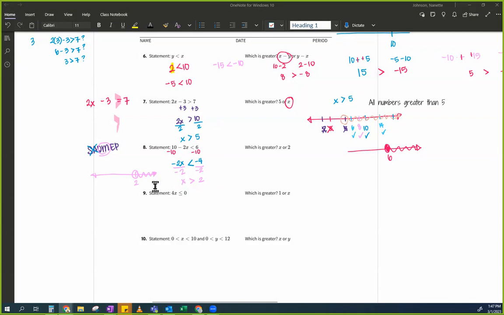Last question. How would you check your answer, Miss Johnson? Check any of these numbers that are colored in and it should work. Remember how one of your classmates said like 5,000? Sure. Check 5,000. So let's do that together. 10 minus 2 times 5,000. So 2 times 5,000 is 10,000. 10 minus 10,000 is a really negative number. That negative number is definitely smaller than 6. So, yes, 5,000 is an answer. Does that make sense?